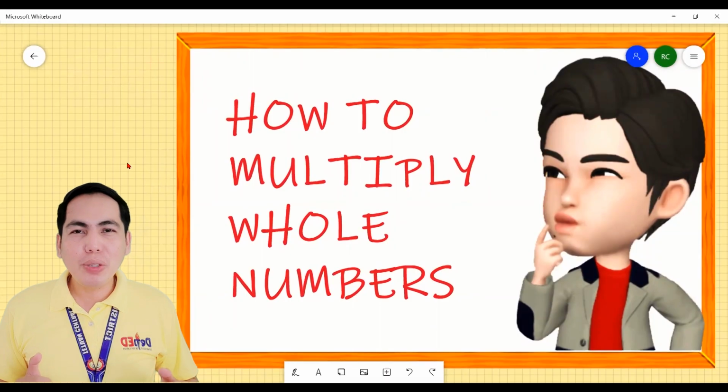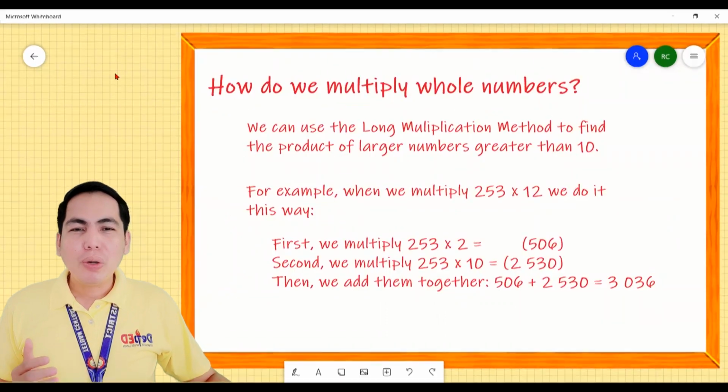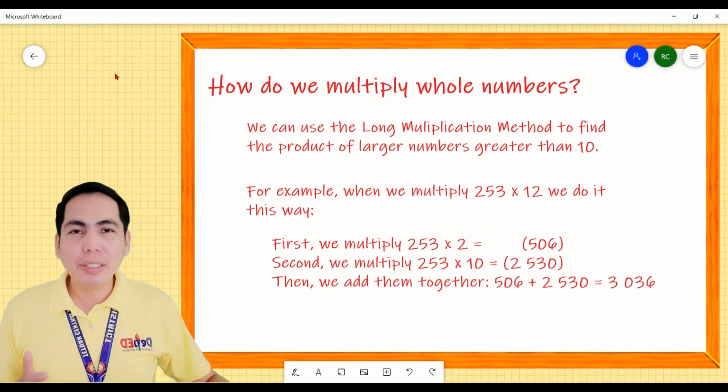In this video, I'm going to present to you how to multiply whole numbers. So how do we multiply whole numbers? We can use the long multiplication method to find the product of larger numbers greater than 10. For example, when we multiply 253 times 12, we can do it this way.